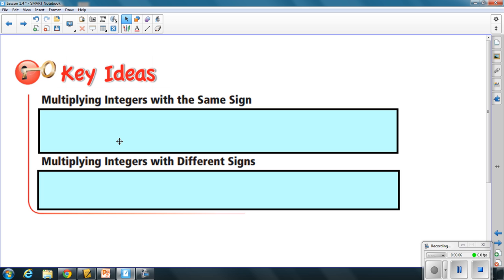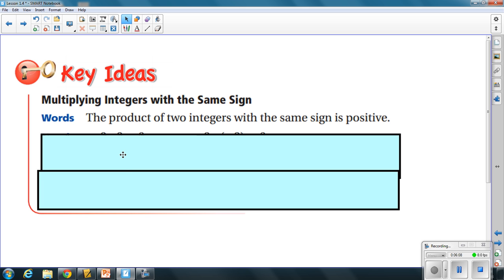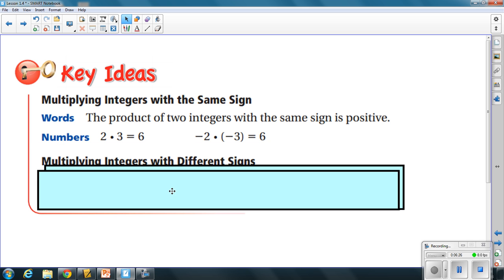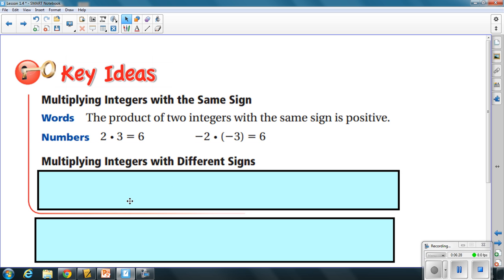All right, some key ideas. Multiplying integers with the same sign. Make sure you write this down. The product of 2 integers with the same sign is always positive. What does product mean? Hopefully you can answer by saying it's the answer to a multiplication problem. So 2 examples. Positive 2 times a positive 3 gives me a positive 6. And a negative times a negative still results in a positive.